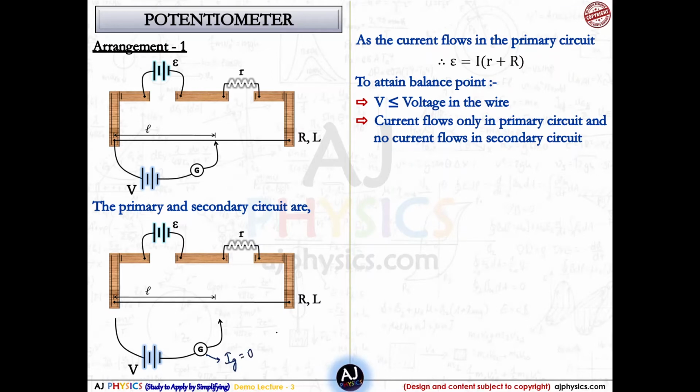And it is only possible if you keep the value of V less than the voltage across the wire. Now, if this voltage balances with the voltage across the portion of the wire, then you can attain a balance point at this point of the wire. It may be at any centimeter or any meter within the wire.